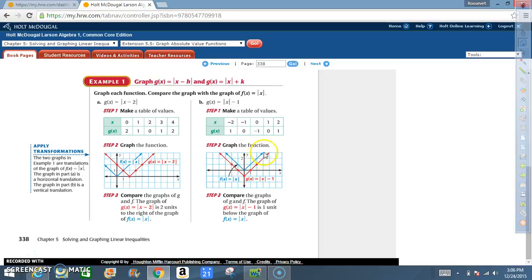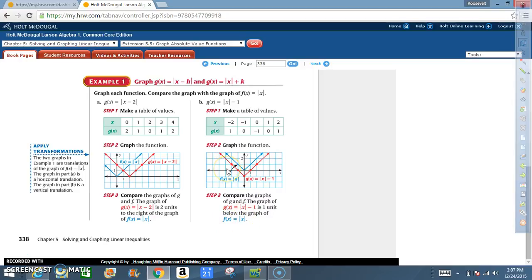This is our original graph of the absolute value of x in blue. This is our new graph in red. Notice that it went down 1 unit. That is, every point goes down 1 unit. So when we compare the graphs of g and f, the graph of g of x equal to the absolute value of x minus 1 is 1 unit below the graph of f of x is equal to the absolute value of x.